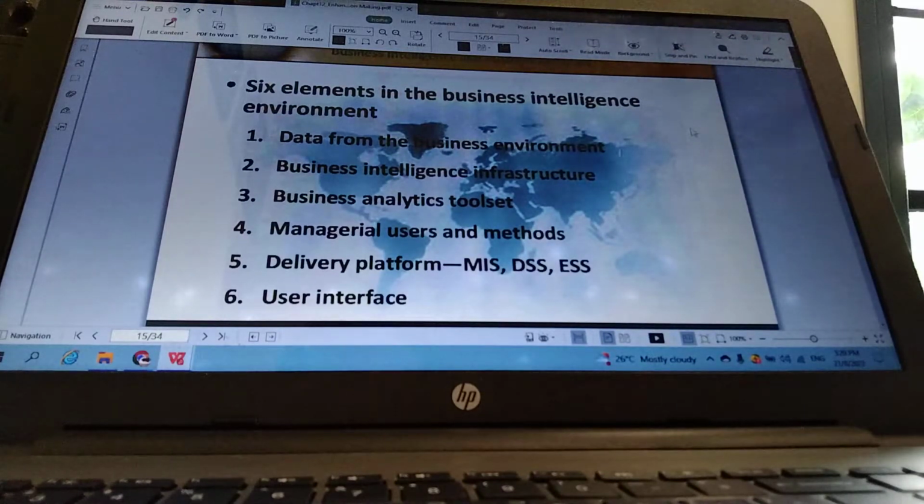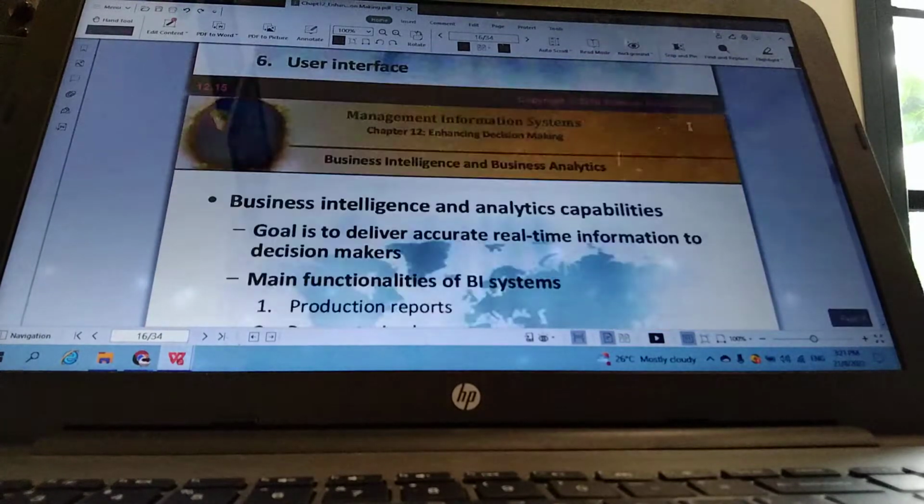As you can clearly see in the slide, there are given 3 delivery platform, either through MIS, DSS, or EIS or ESS. And also there is a interaction from the users. So we have user interface are required. User interface platforms are required for the user to interact with the systems or business intelligence environment.